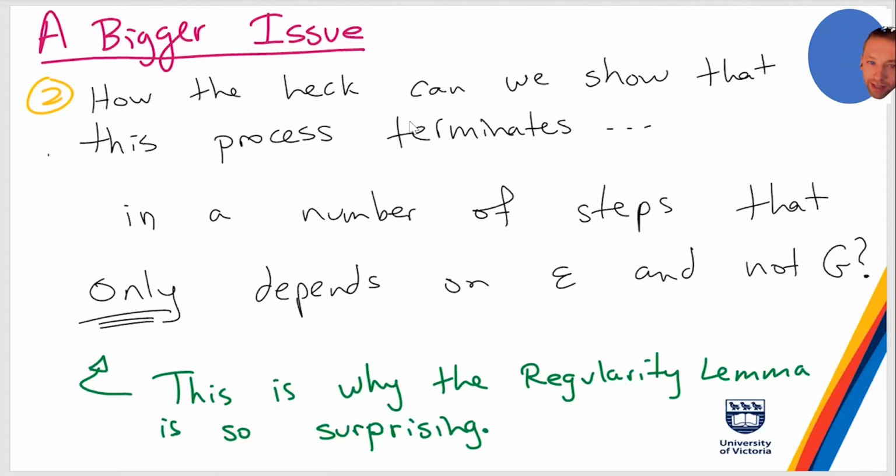So we want to say that this process terminates after a finite number of steps that only depends on epsilon and this other parameter t. But actually, really, it's only going to depend on epsilon. The t was only used at the beginning to determine the initial number of parts.